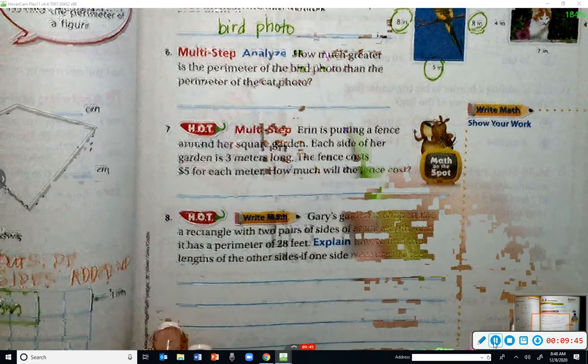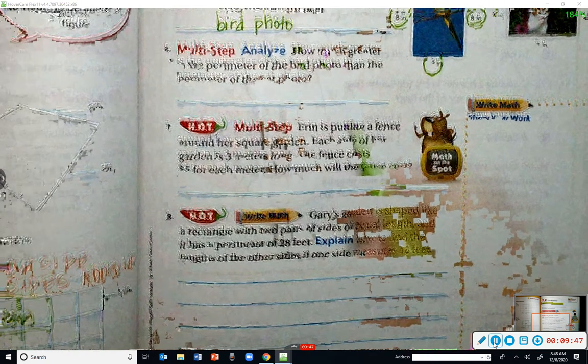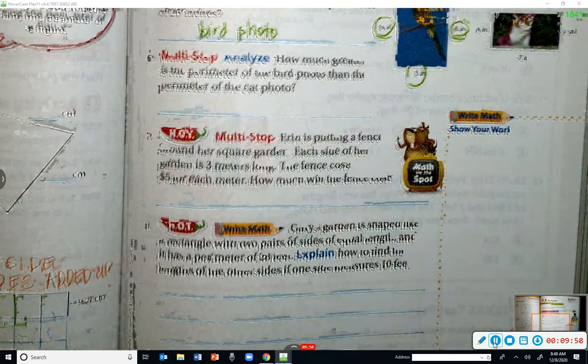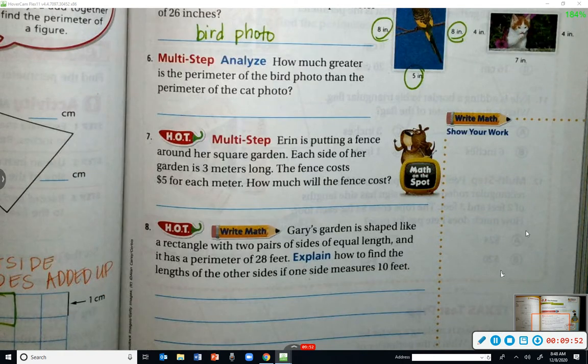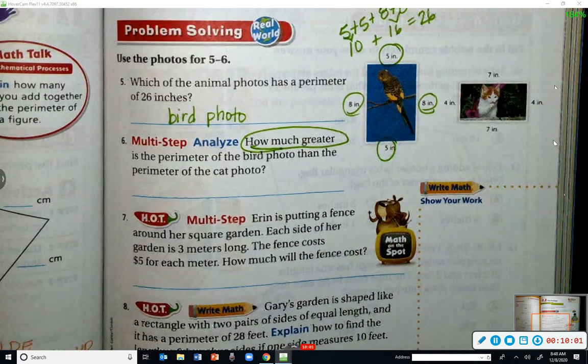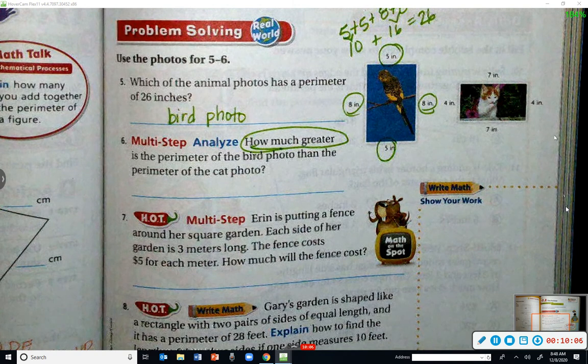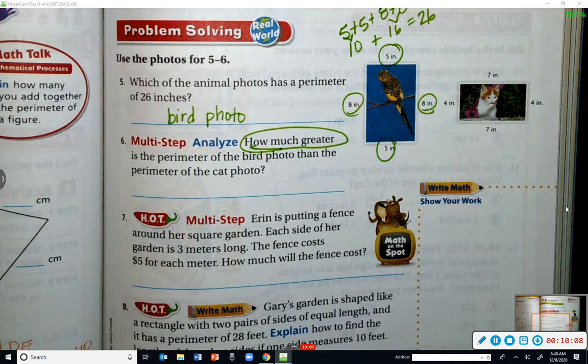Okay, number 2. This is a multi-step problem. It says, how much greater is the perimeter of the bird than the perimeter of the cat? How much greater? Ooh, what does that mean? Think about it. How much greater, Evangeline? If I have one that's greater than the other and I want to know how much it's greater, what would I do? Kaylee? Subtract. Good.